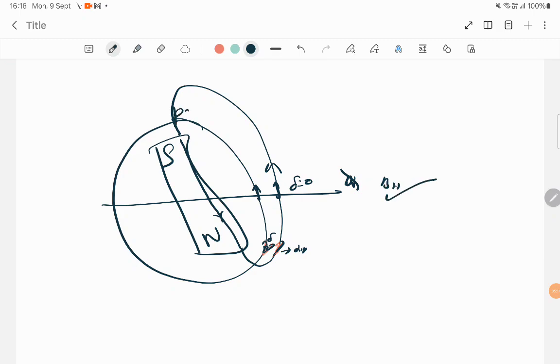At the poles, you see the angle will be 90 because the dip needle is perpendicular to the surface of the earth. So it is 90. So only the vertical component will exist, and the horizontal component will not even exist. This is at the equator and this is at the poles. So you should understand all this.